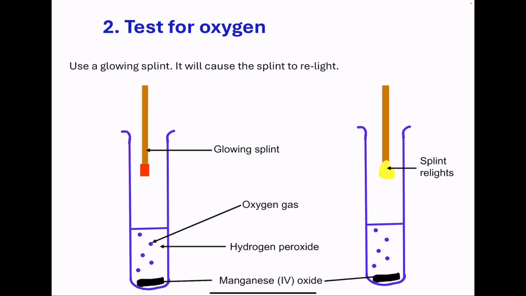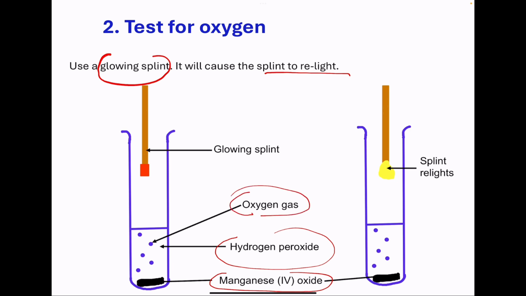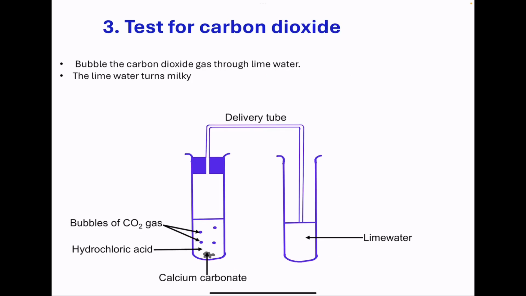Next we go to testing oxygen. Oxygen is going to be tested using a glowing splint. Here the glowing splint is going to relight. In this experiment we see a reaction of hydrogen peroxide being broken down in the presence of manganese oxide, producing oxygen and water. The oxygen gas produced can be tested using this glowing splint, and the result is it's going to relight. That is how you test for oxygen gas.